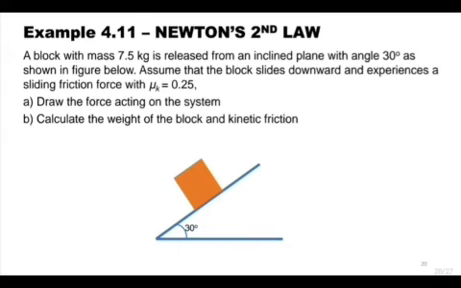A. Draw the forces acting on the system, and B. Calculate the weight of the block and kinetic friction. Since the block slides downward, the block accelerates in this direction. For question A, we want to draw the forces acting on the system. Therefore, we need to draw the figure again.